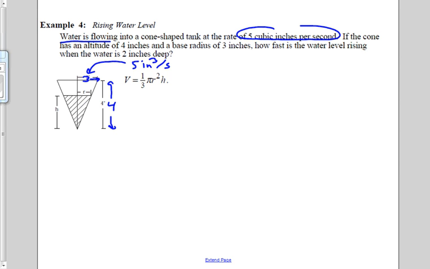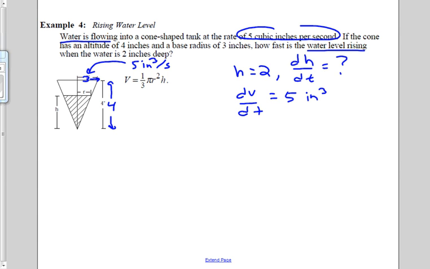How fast is the water level rising when the water is 2 inches deep? So in other words, when h equals 2, how fast is the water level rising? So when h equals 2, what is dh dt? And what we know, well, we know that dv dt equals 5 inches cubed per second. It's a constant because that's the water flowing in, the volume at this given rate. So we want to find dh dt.